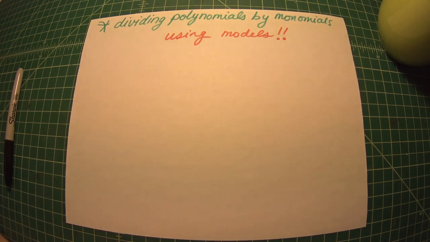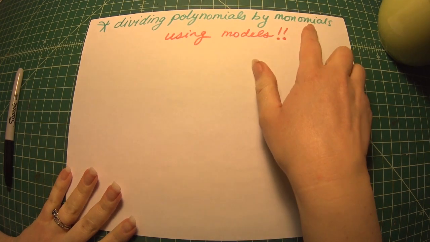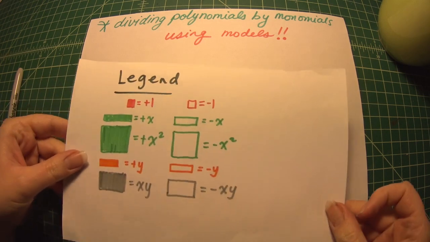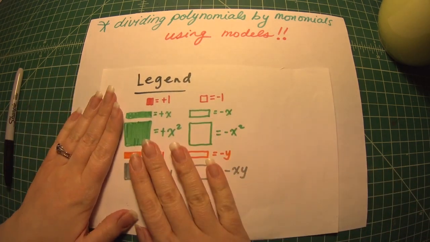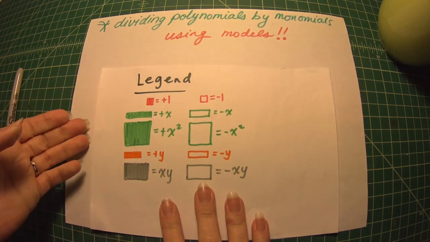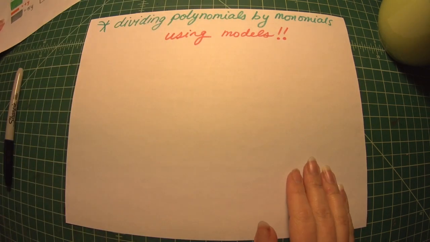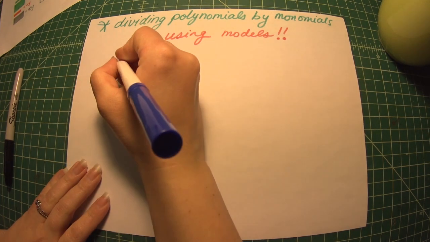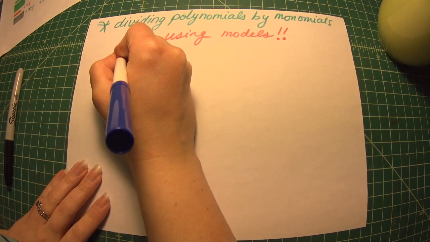In this video, I'm going to be showing you how to divide polynomials by monomials using models. So once again, we're going to be using algebra tiles for this. So I've got my algebra tile legend right here. And let's start with this example.